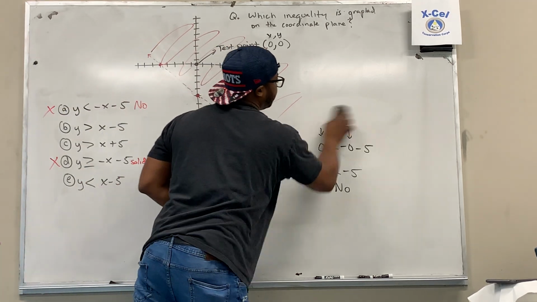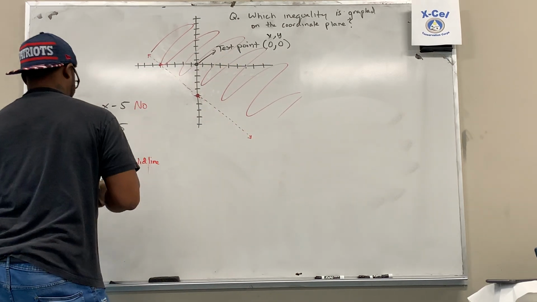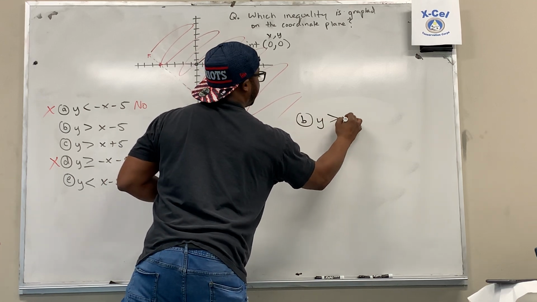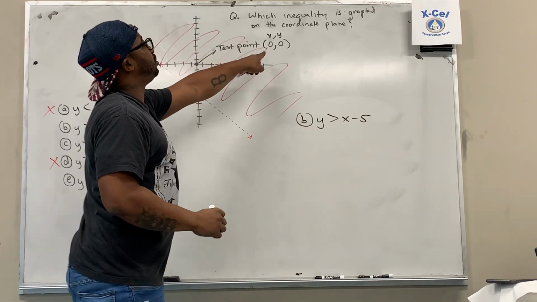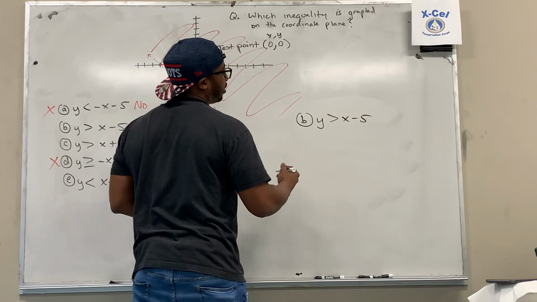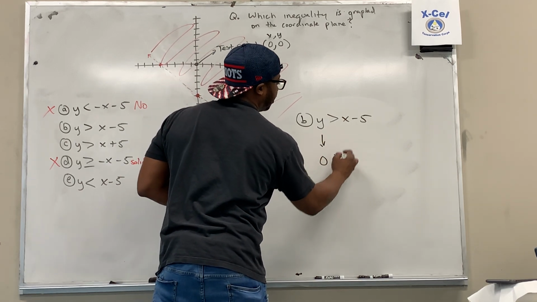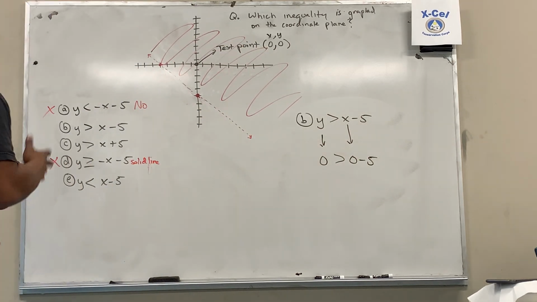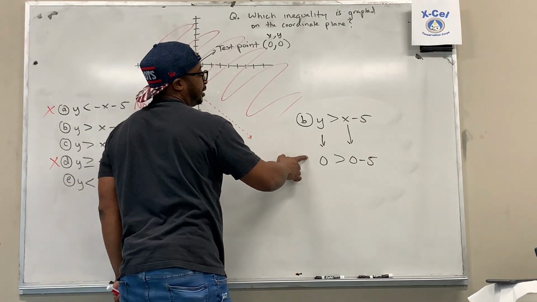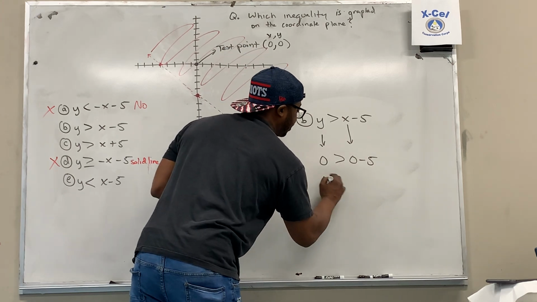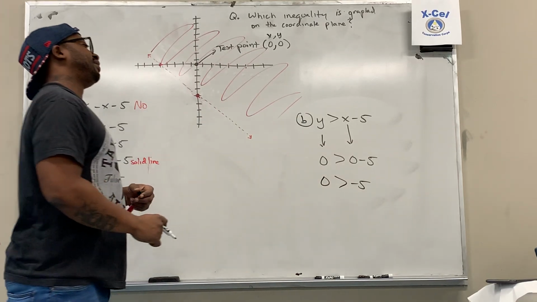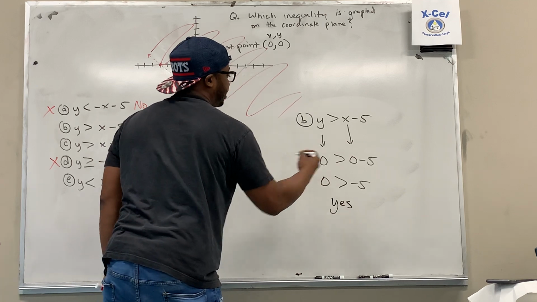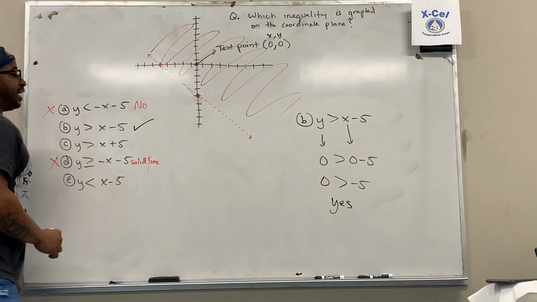Now, we're going to go to B. B says y is greater than x minus 5. We're going to still use the same test point, which is 0, 0. The y is going to become 0, greater than. The x is going to become a 0, then minus 5. Now look at this. 0 is greater than 0 minus 5. So 0 is greater than minus 5. Is 0 greater than minus 5? Yes, it is. And it's a dashed line. So B is going to be my answer.